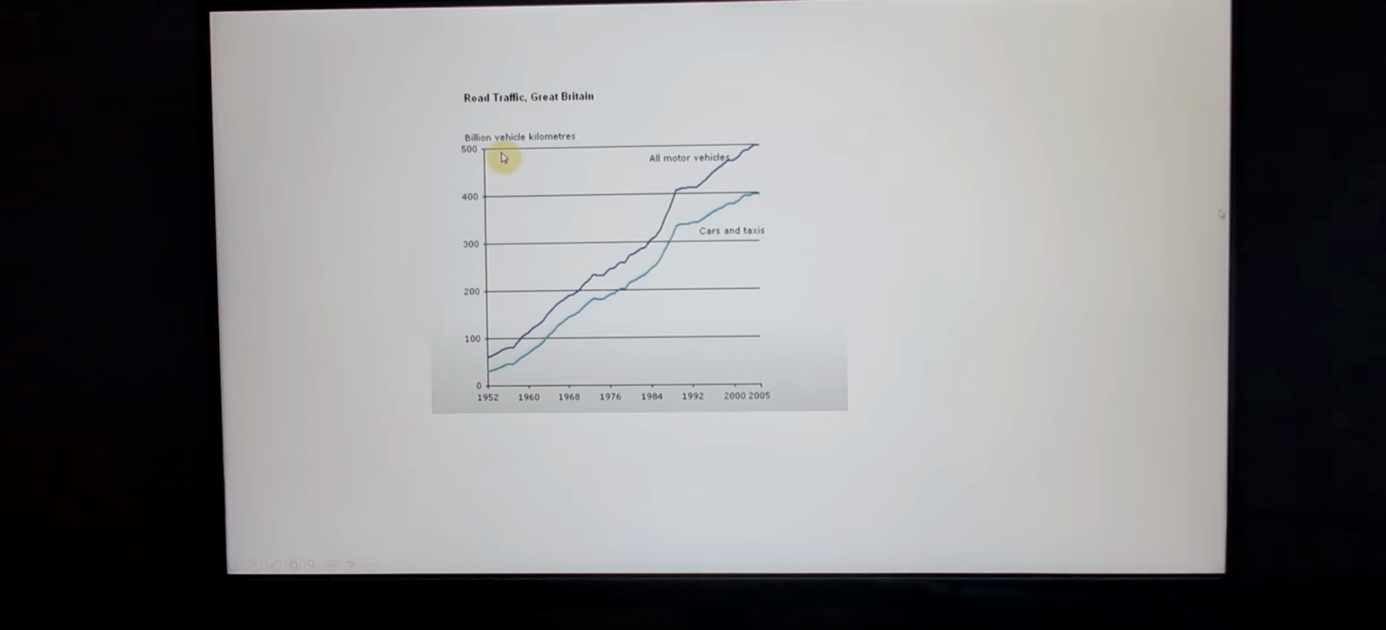Okay, the given image is about road traffic in Great Britain. As we can clearly see on the x-axis, the year is from 1950 to 1960, 1968, all the way to 2000 to 2005. On the y-axis we have the range of kilometers starting from 0, 100, 200, all the way to 500. This graph compares the traffic between cars and taxis and all motor vehicles. The light blue line represents cars and taxis, and the dark blue line represents all motor vehicles.